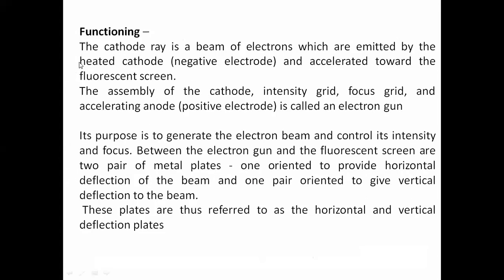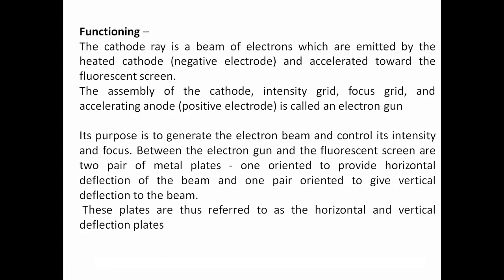Functioning: the cathode ray is a beam of electrons which are emitted by the heated cathode and accelerated towards the fluorescent screen. The assembly of the cathode, intensity grid, focus grid, and accelerating anode is called an electron gun. So the electron gun contains all these components: the heating cathode, intensity grid, focus grid, and accelerating anode.